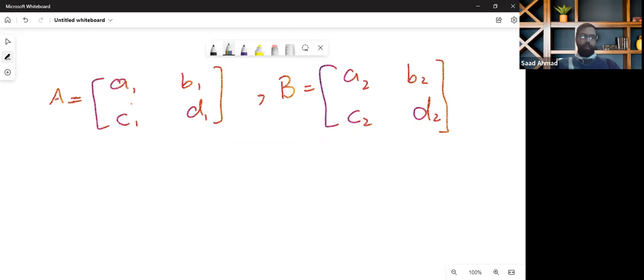First of all, we can see how we address any entry. Let's say I want to see its address. Its address uses the small a_ij, or small entries.